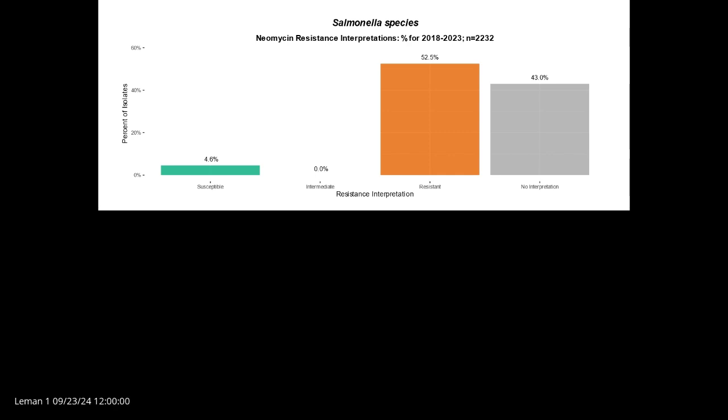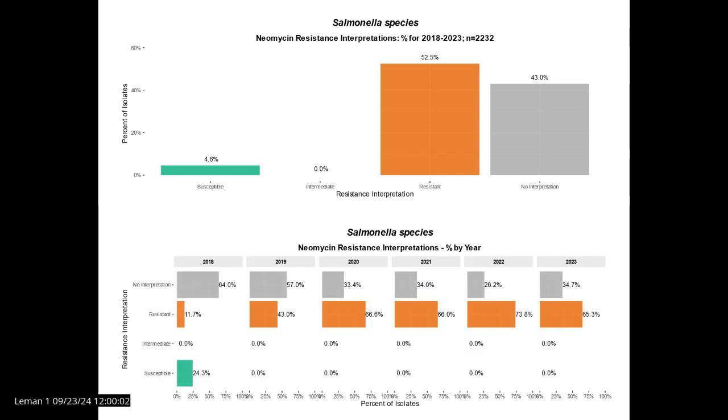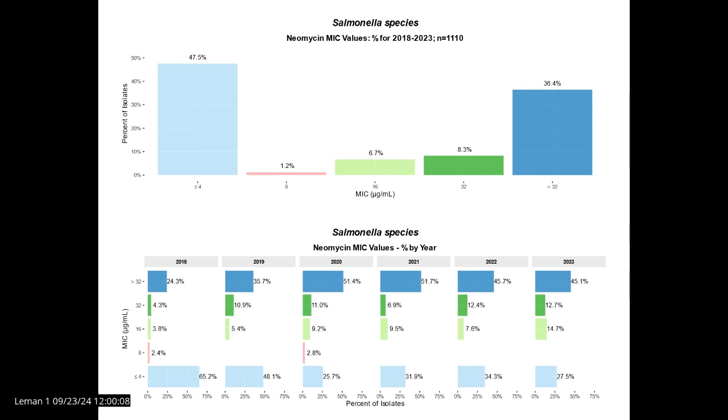Neomycin, again, this is not labeled, but you might be using it for E. coli. And this, again, most of them are going to be classified as resistant with MICs to back that up. Again, there's a change as far as the proportion of lowest dilution versus highest dilution over time.